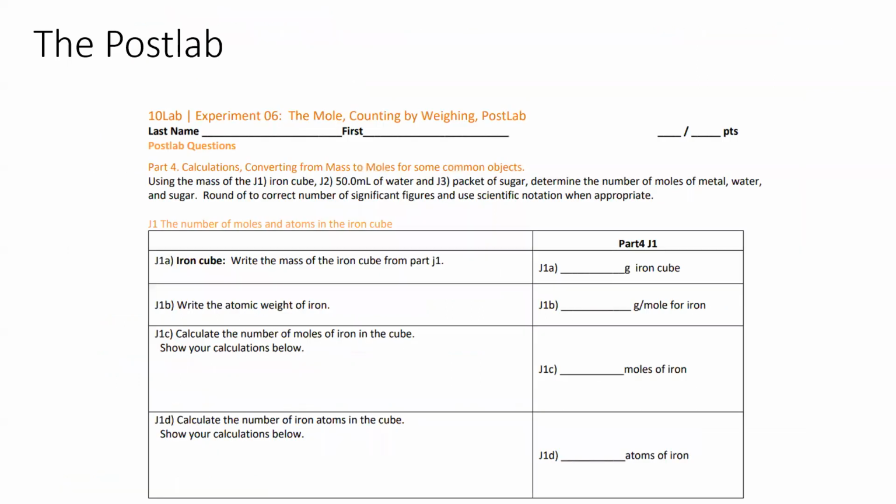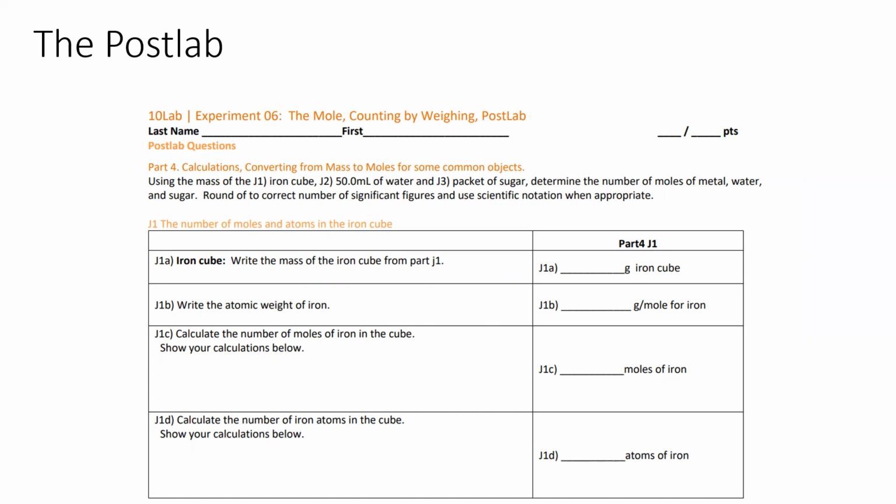All right, let's talk about the post lab. The first part of the post lab asks you to find the number of moles and atoms in the iron cube. It wants you to copy the mass of the iron cube from part J1 over into your post lab. That was the 53.22 grams of iron. Then write the atomic weight of iron, which you can find from the periodic table.